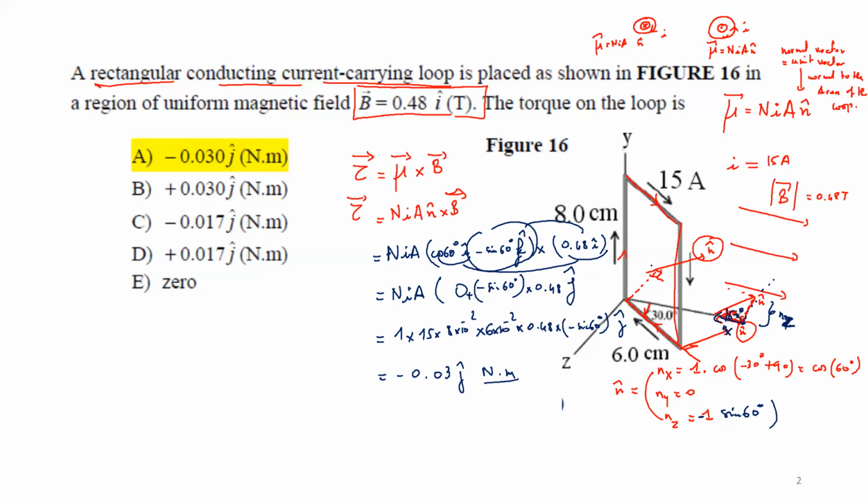Okay, so the only difficulty here is to locate the normal vector. The direction of the normal vector gives me the direction of my magnetic dipole moment. So this angle was the only difficulty here. To know that, my nx is cosine 60, my ny is 0, and my nz is minus sine 60. And then I apply my cross product rule, and then I get my torque.